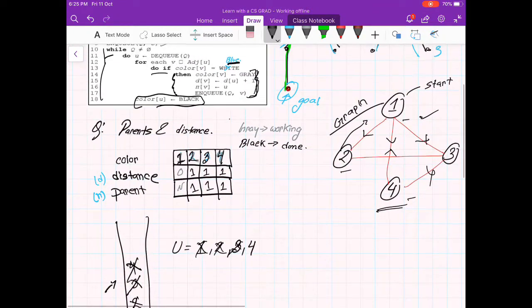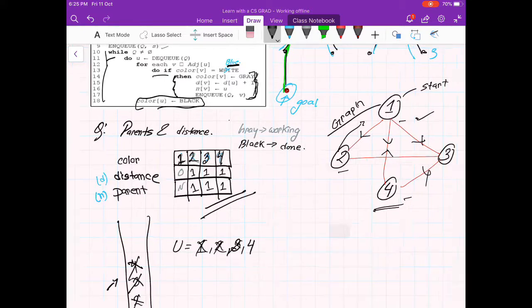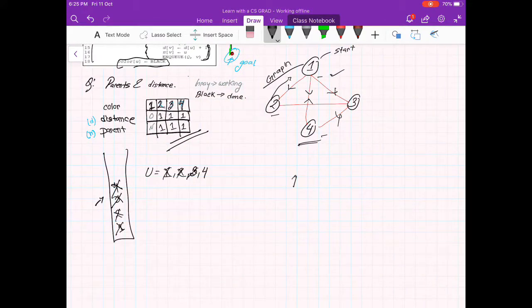Finally, we have found out all the distances and all the parents of each node. So if we write this down, 1, 2, 3 and 4, so 2, 3 and 4 all are connected to 1 as 1 is their parent, and the distance from each one is 1.